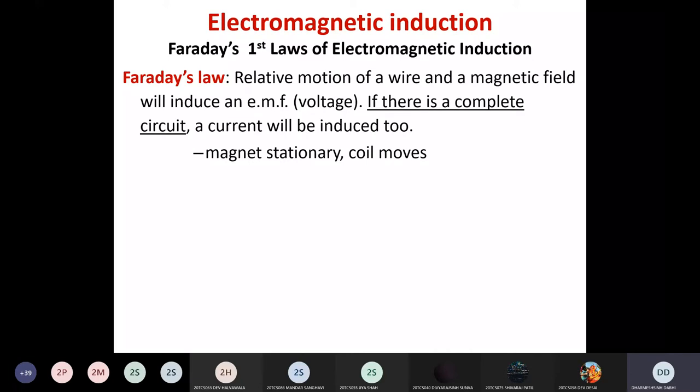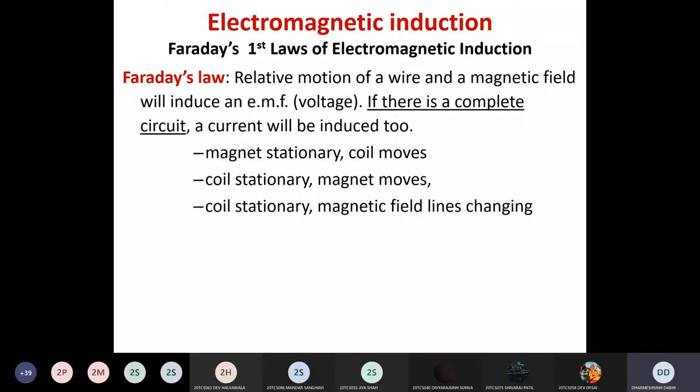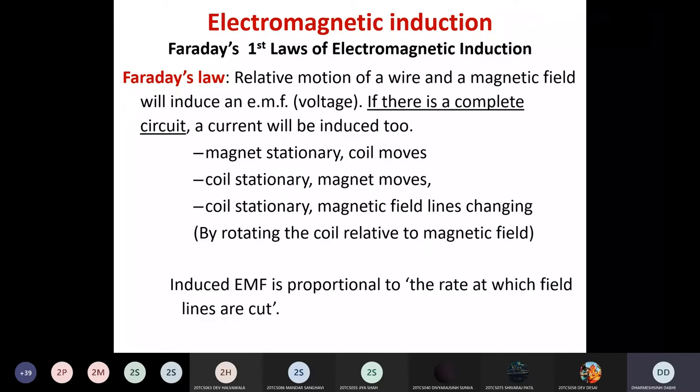As we saw in the animation, you can make the magnet stationary and move the coil, or keep the coil stationary and move the magnet, to create a rate of change of flux linkages that induces the EMF in the coil, which induces the current. Clear? A third possibility is that the coil is stationary and the magnetic field lines are changing, or the coil is rotating. Clear? The induced EMF in the coil is directly proportional to the rate at which the flux lines are cut. If you move the magnet very fast, it creates a greater rate of change of flux linkages, which creates more induced EMF, and your current increases.